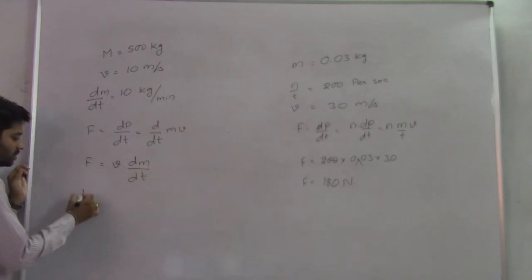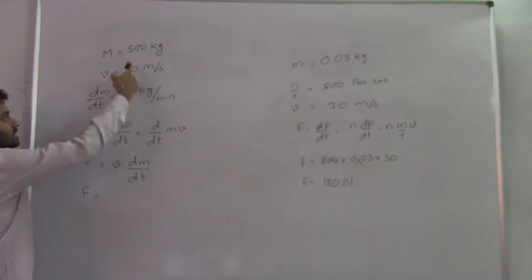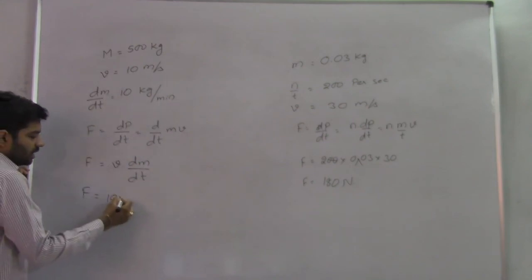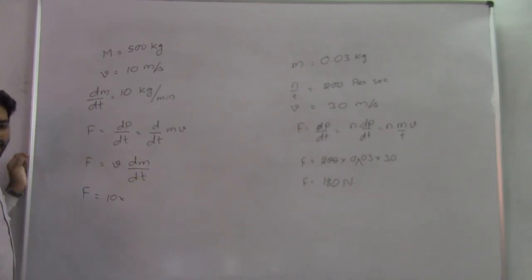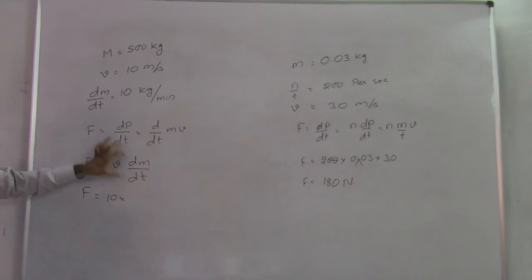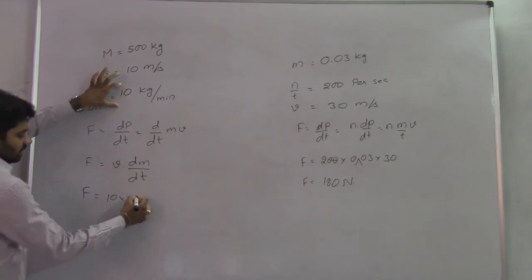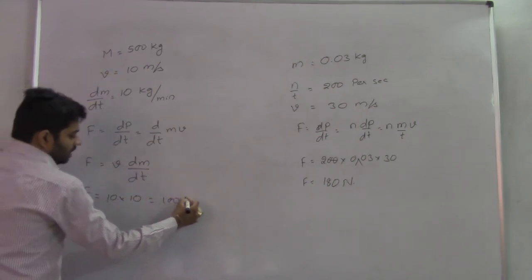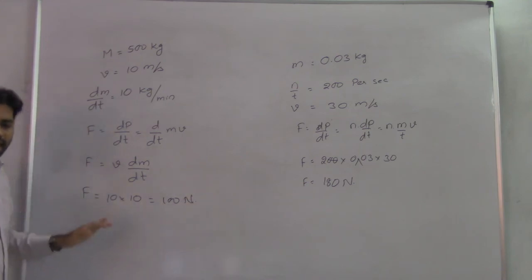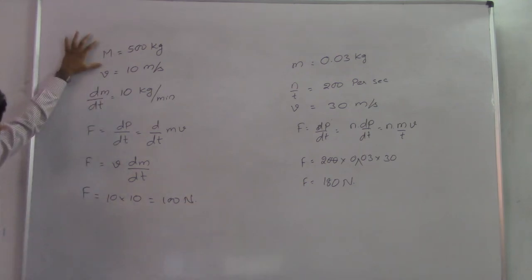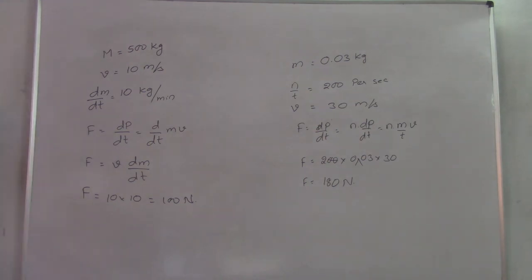Now substitute the values. F is equal to. Velocity is how much they gave? 10 into dm by dt, rate of change of mass. This is nothing but what? 10. This is equal to what? 100 Newton. So in this case, mass of the truck I don't require. Clear? Mass of the truck is not required. Check it out.